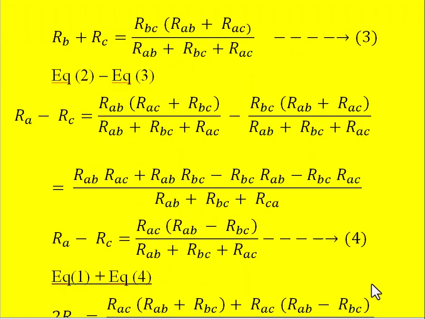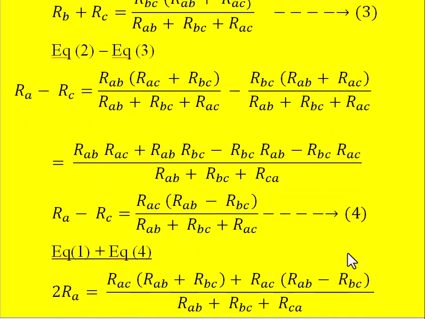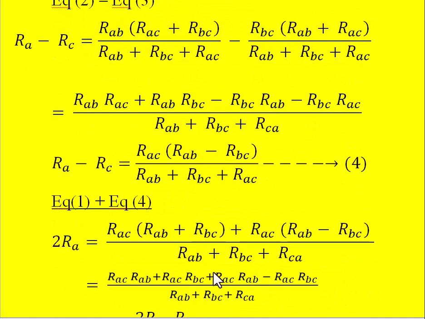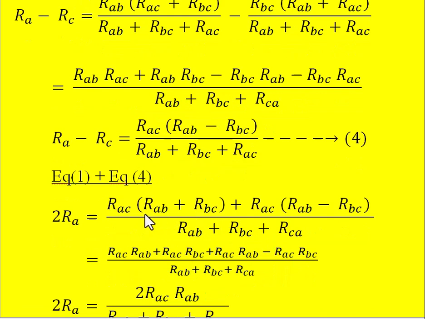Now add equation 1 with equation 4. Then we get RC cancelled, then we get 2RA is equal to, adding those right side terms of equation 1 and equation 4, we get like this: RAC into RAB plus RBC plus RAC into RAB minus RBC divided by RAB plus RBC plus RCA. After further expanding the numerator, we get RAC RAB plus RAC RBC plus RAC RAB minus RAC RBC divided by RAB plus RBC plus RCA.